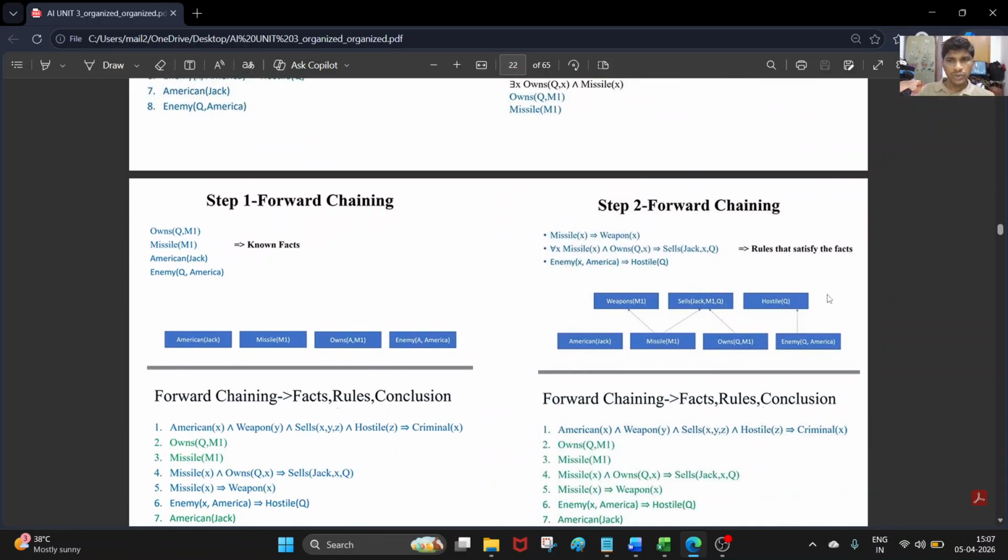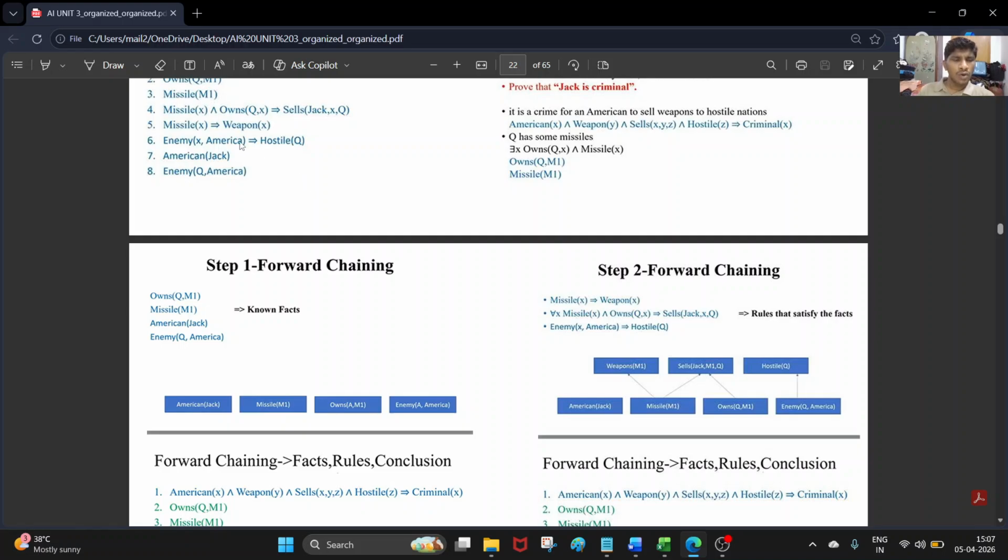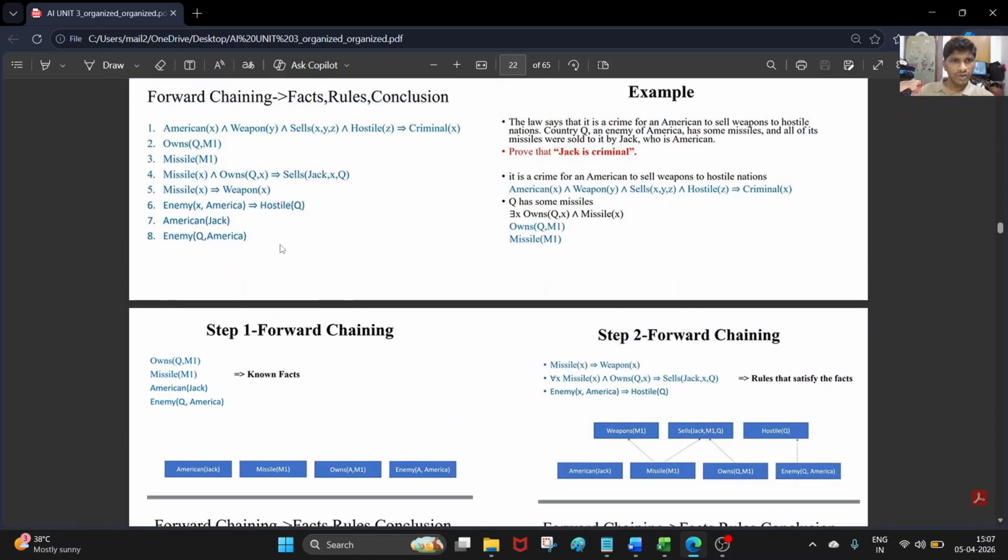Next, step 2. What is the rule here? Rules that satisfy the facts. So we have to take wherever we have implies in the FOL and check. So first, what are the facts here? Owns. Where does the owns match? Here it matches. So we can write Sell of Jack, X, Q. So what can he sell? Jack can sell the missile. To whom? Q. So missile and owns, this you can match.